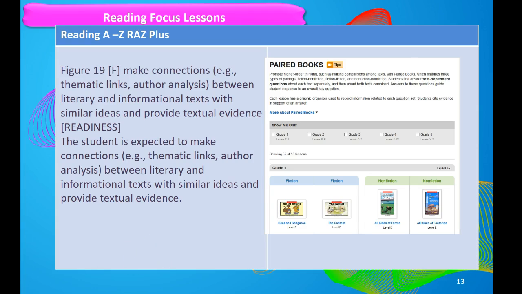And I know that you've just had some training on Reading A to Z, RAZ Plus, and I want to tell you that there's a really good thing in there. When you go into the search bar, type in paired books, and it gives you the different grade levels and shows you all the different connections. In grade 3, there's not a lot of literary to informational, so you might want to go down one or up one to see some different ones. I'll show you what I found when I went there, but it's a great place.